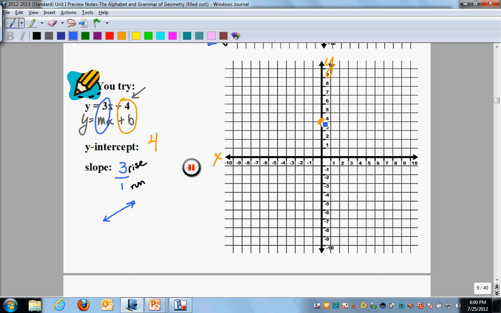So I rise 3 and I run 1. I also could have gone down 3 and over 1 this way. Again, it's a positive line, so we're going to go up from left to right. That is slope-intercept.